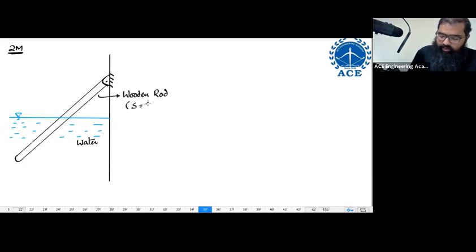S is equal to 0.6. Length of the wooden rod is equal to 5 meters. One more important thing is this height. This height, let us say, is equal to 1.5 meters.